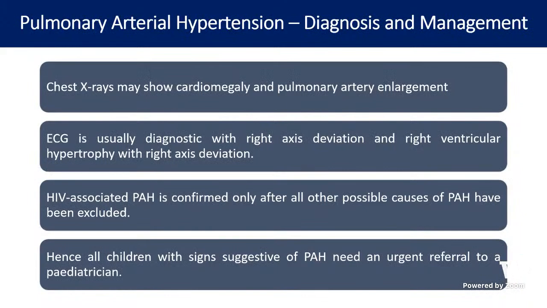So in pulmonary arterial hypertension, you'll see X-rays, and you get an ECG, where there will be a right axis deviation, and right ventricular hypertrophy will be there. So a cardiomegaly picture will definitely be seen. Okay. So if all other causes are ruled out, then you should think that it can be because of HIV only. Most commonly zidovudine can cause it. Okay.